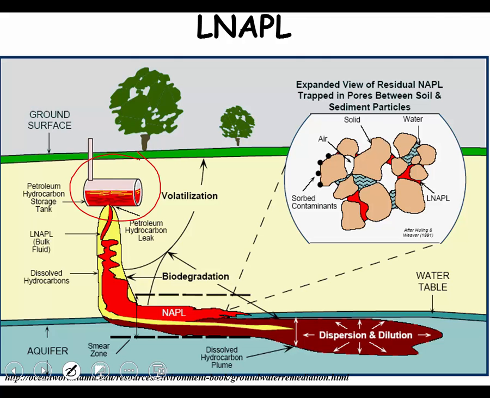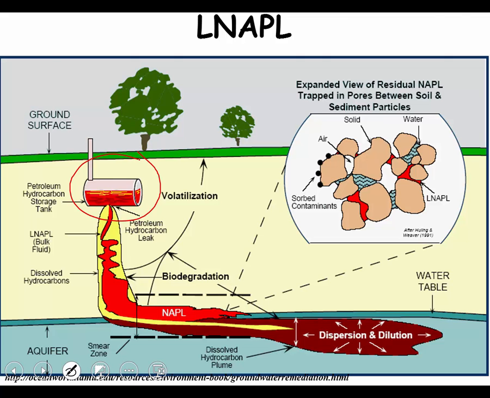It begins to disperse a little bit as dissolved hydrocarbons, and it goes down vertically until it hits the water table, and it begins to migrate. Okay. And it's floating right here. And notice the smear zone. This is the zone where the water table fluctuates. So we've got a zone that's just about like this.